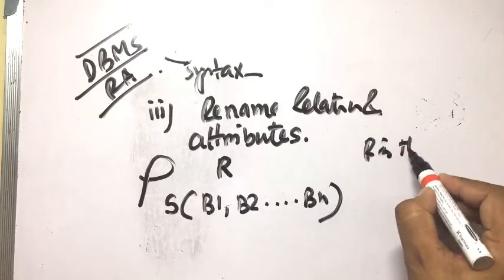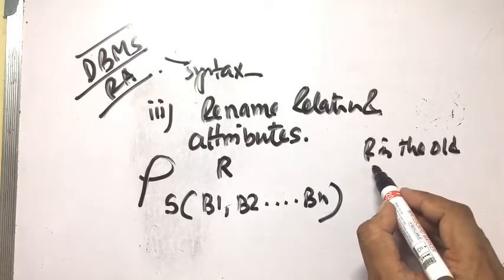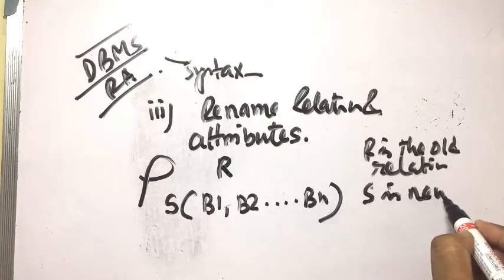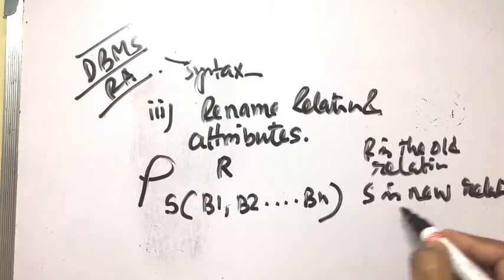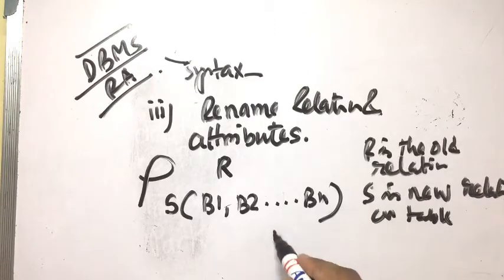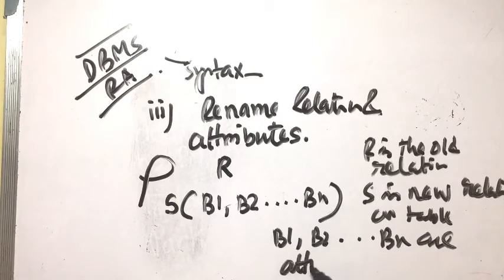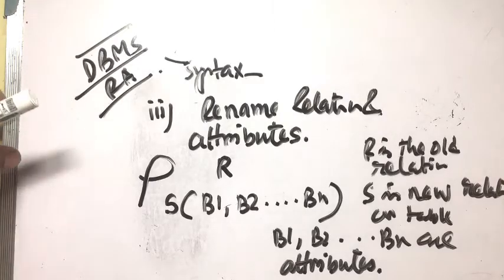R is the old relation, that is the previous relation or table name. S is the new relation or table. B1, B2, Bn are attributes. This is the third syntax through which we can rename a table to another table as well as the attribute names. These are the syntaxes for the rename operator.